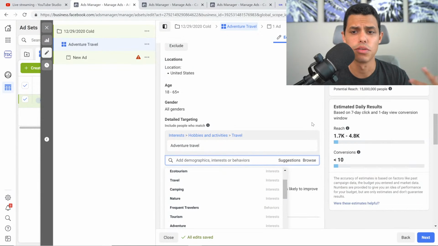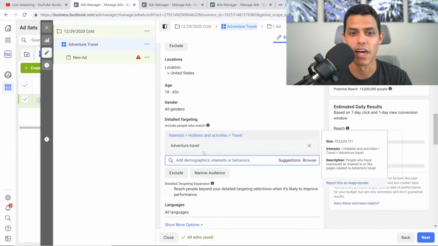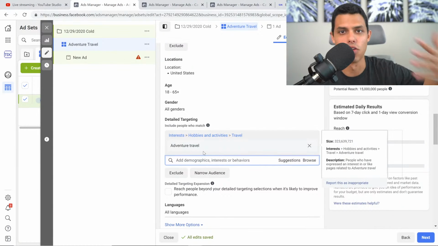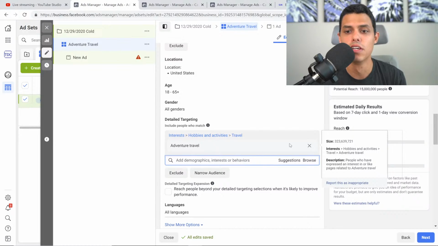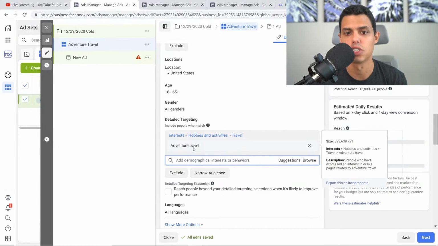These people tend to come from people that like a specific Facebook page. They are part of a group. They tend to have that behavior. So Facebook knows that these people like to be outdoors and all of this for this specific example, okay? So right here, we're only using one interest, okay, which is adventure travel.